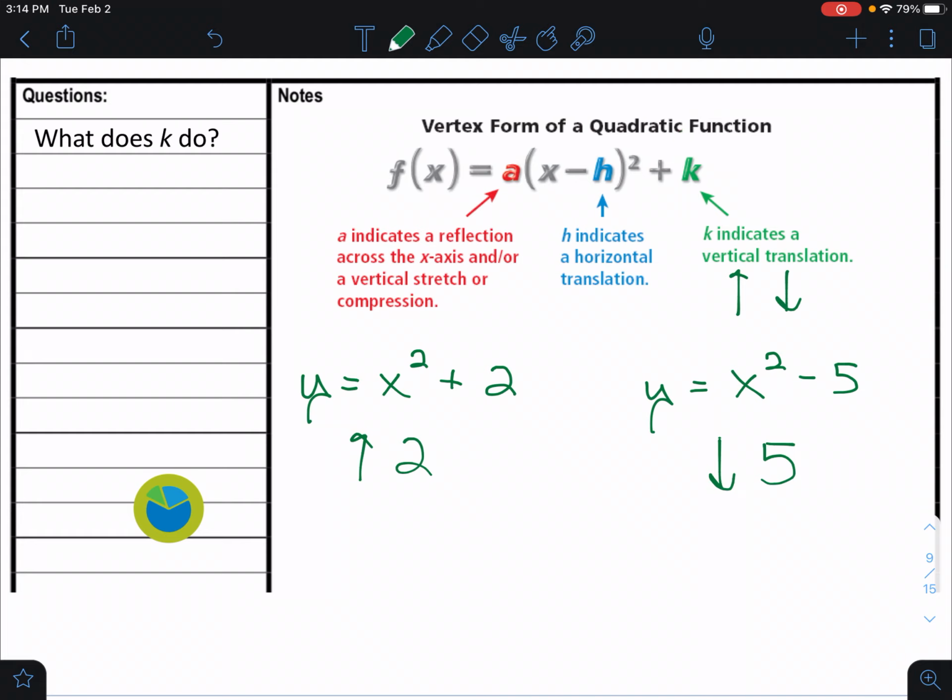So that's really it. Tomorrow we're going to talk a little bit about the a value, and then how we put all these together and describe all the transformations that have been happening.